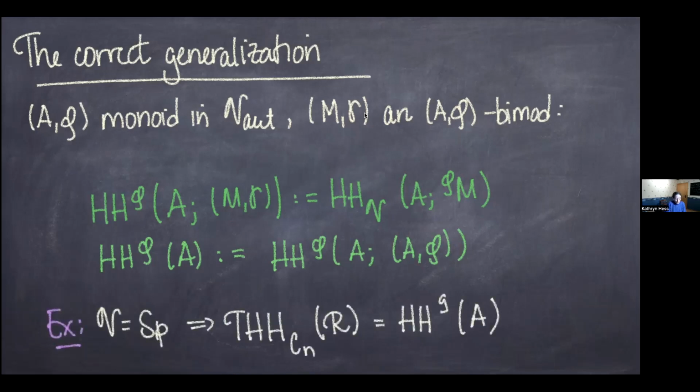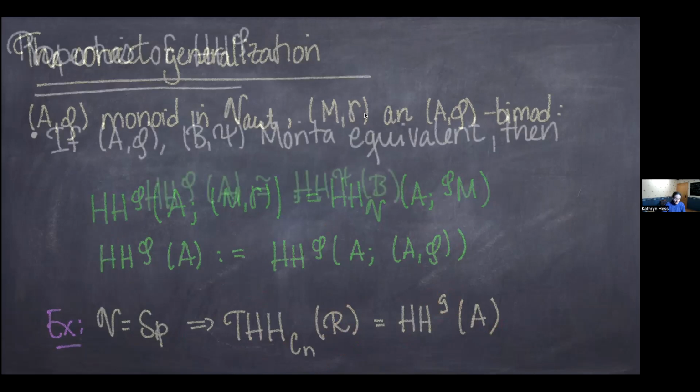When V is the category of spectra, then the CN twisted Hochschild homology of A, sorry, R became A here, this should be an A, is then just this guy here, in the case where the automorphism that you consider comes from the action of the generator. So we didn't get quite what we wanted, but all hope is not lost.